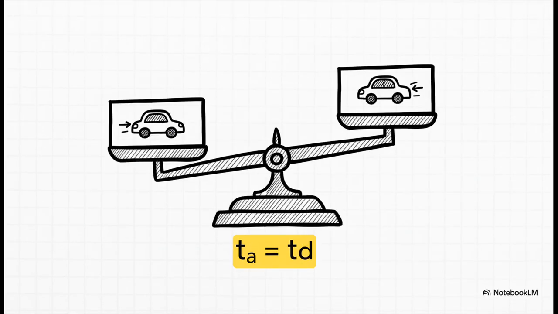Okay, now this is a key insight. It's one of those beautiful little symmetries you find in physics problems. Think about it. The car starts from a standstill, speeds up at a rate w, and then it slows down at that exact same rate to get back to a standstill. So what does that mean? It means the time it takes to speed up has to be the exact same as the time it takes to slow down. So t sub a equals t sub d.